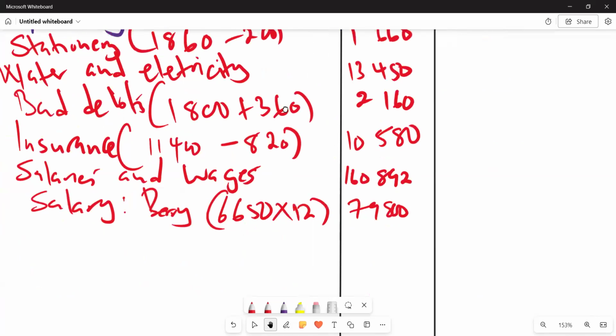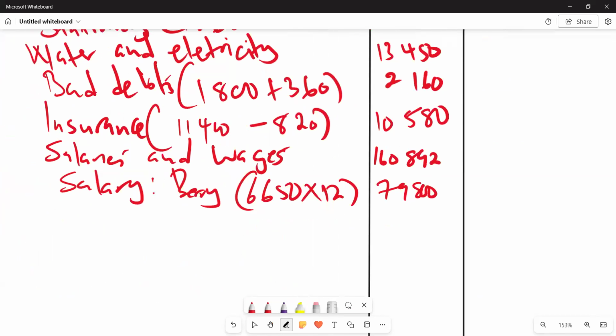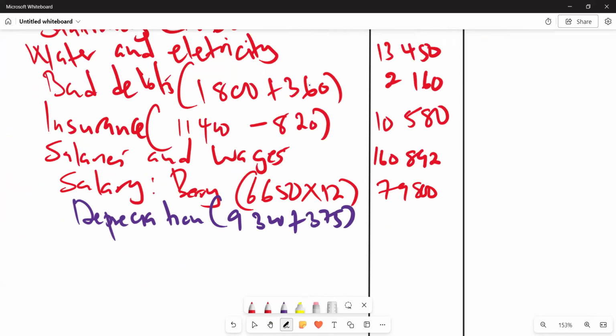So here we are saying depreciation. So in brackets, we are saying 9,300. Then we add the 375. Then the answer that we are going to get is 9,675. So this is what we have.